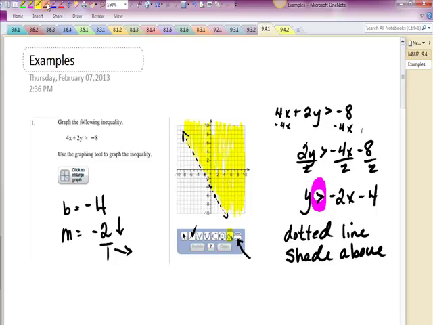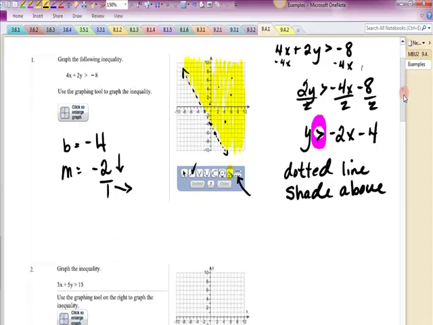Now, what this means is, and this is a little different than what the author of the book would say, every point on this side, this point, this point, this point, all the points, if you were to take the x and the y coordinates and put them into the original statement, all of these on the shaded side would make true statements. All the points on the non-shaded side are not solutions. They would make false statements. I'm not requiring you to do the check because we're just using the symbol itself to tell us which side to shade. Let's look at number 2.